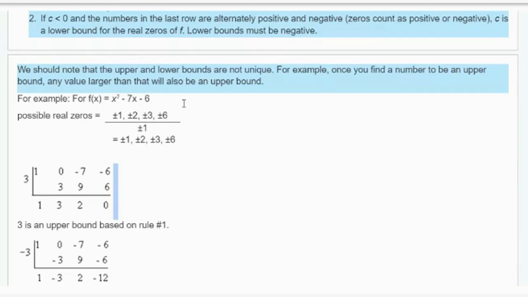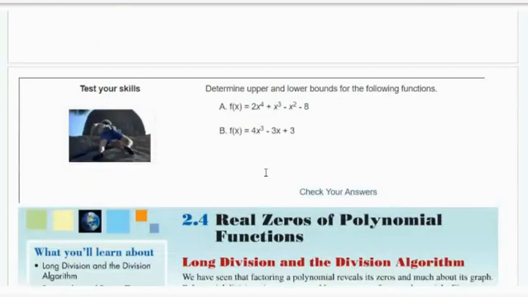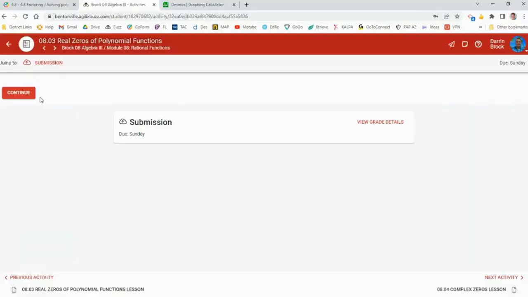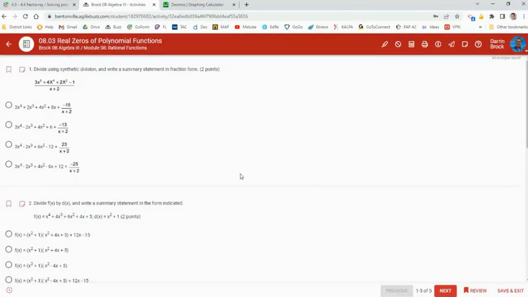And then we can put that negative x in there and see how many negatives, but we know there's only 3 total. So that kind of told us that. So that is all of 8.03. Let's look at the assignment that goes with that. I think it's just got 5 questions.